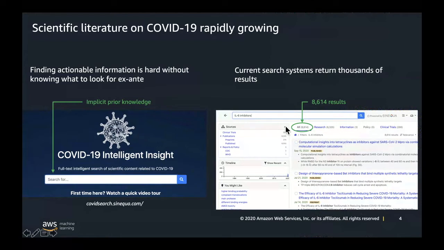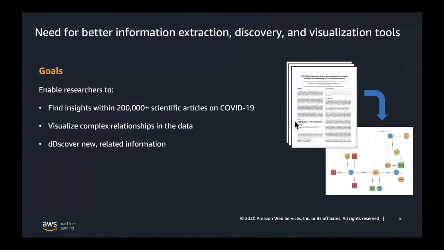And even in that scenario on the right here, where we're searching for something like IL-6 inhibitors, we see that these search systems still return thousands of results, in this case 8,600 results for IL-6 inhibitors, which makes it still quite intractable to find actionable insights. So implicitly, there's a need for better information extraction, discovery, and visualization tools.